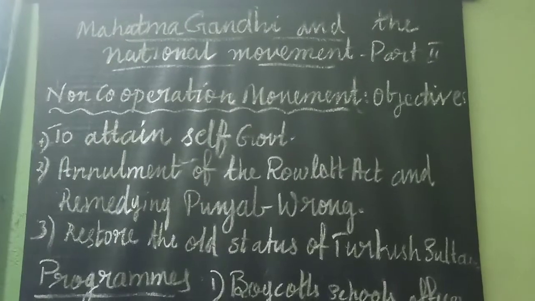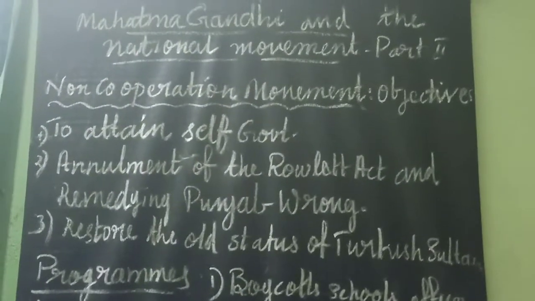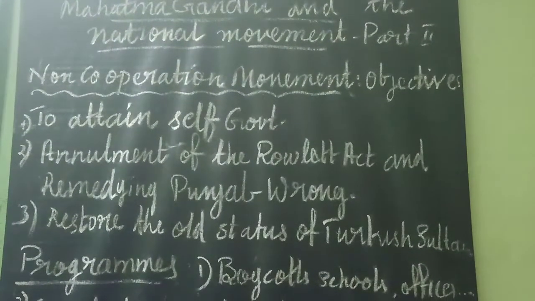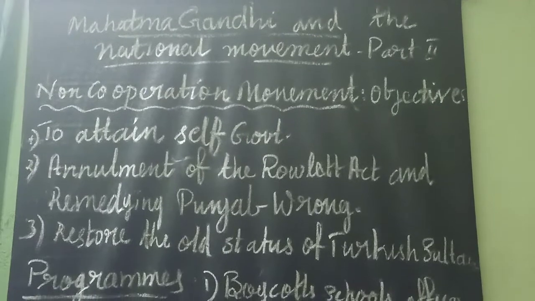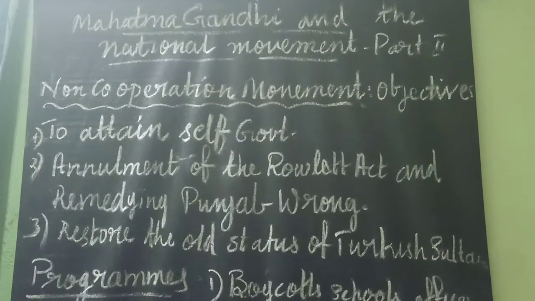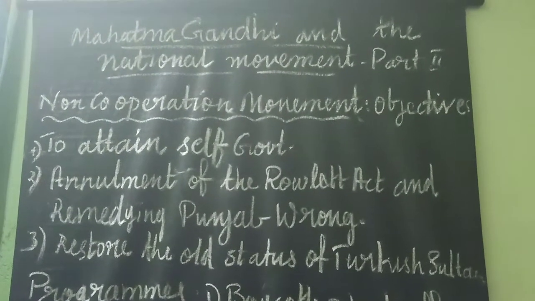Last class we just started Mahatma Gandhi and the national movement, and we studied the reasons that led to the non-cooperation movement. Three reasons are there: the Khilafat movement, the Jallianwala Bagh tragedy and the Rowlatt Act. Now today we are going to learn about the objectives of the non-cooperation movement.